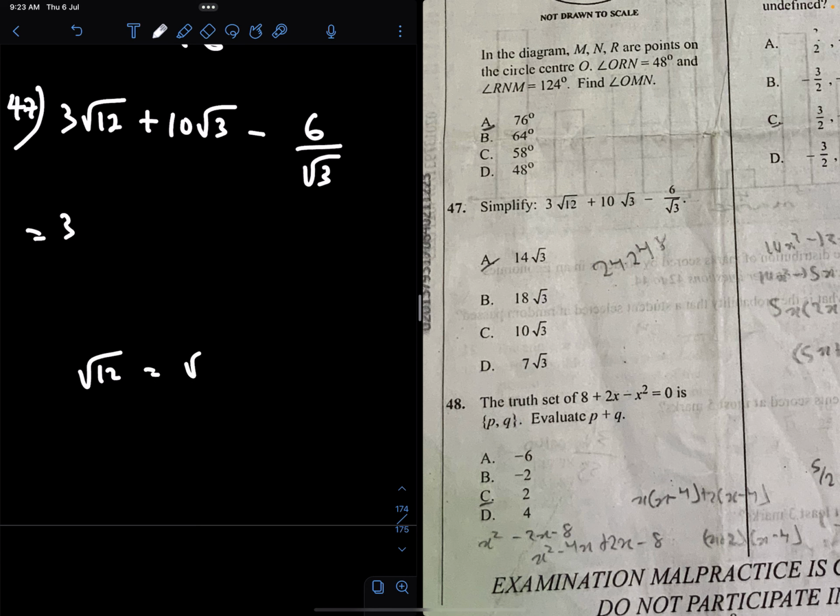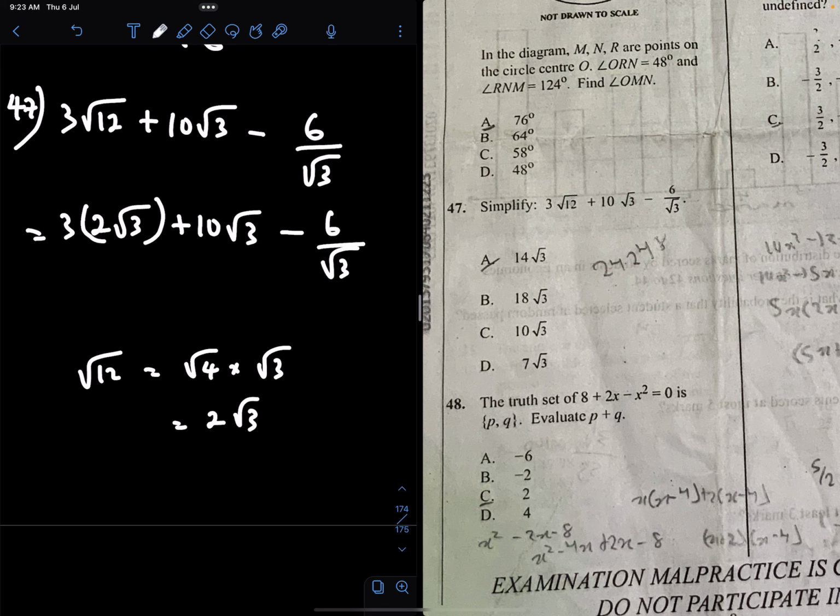Simplify 3 root 12 plus 10 root 3 minus 6 over root 3. How do we do that? I know that root 12 is the same as root 4 times root 3, which simply means 2 times root 3, which is 2 root 3. So 3 root 12 simply means 3 times 2 root 3 plus 10 root 3 minus 6 over root 3.